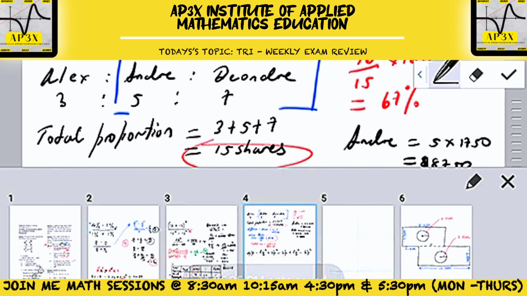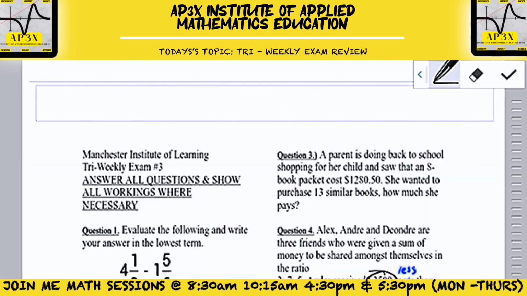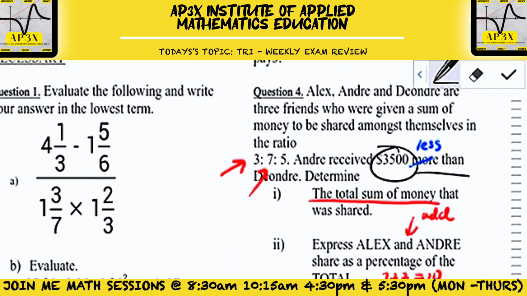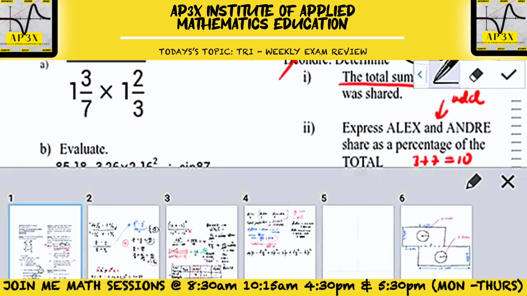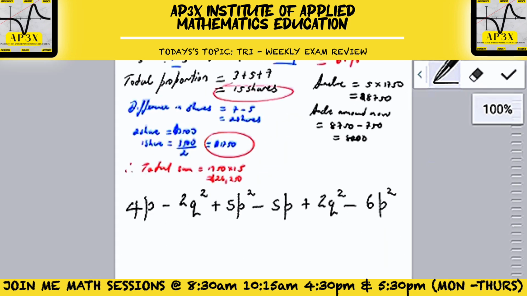That is after giving Alex $750 from his amount. As it says here, Andre gave Alex 750, but he also gave away another 500 from his amount. So therefore another $500 is subtracted. So this is the first attempt. Second time now, Andre's amount is going to be 8,000 minus 500. So Andre's final amount that he has now is $7,500 in bank.